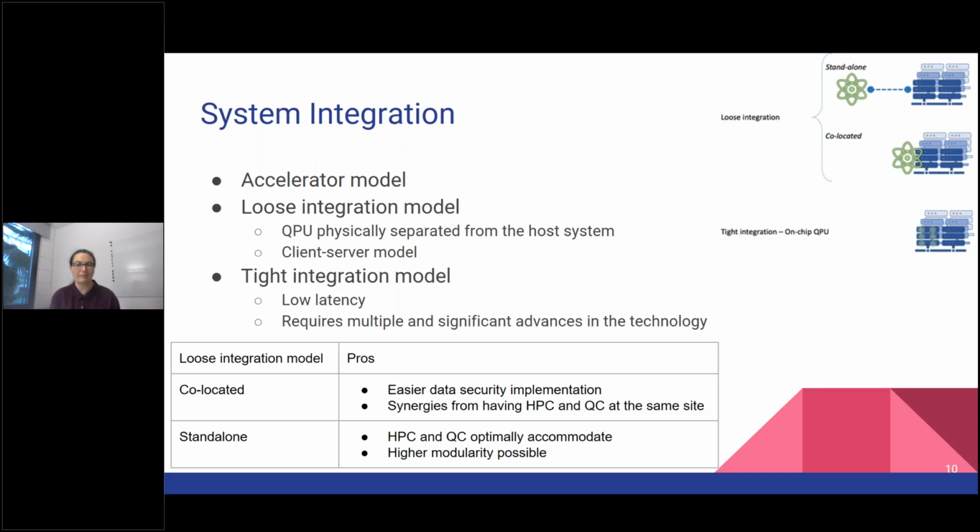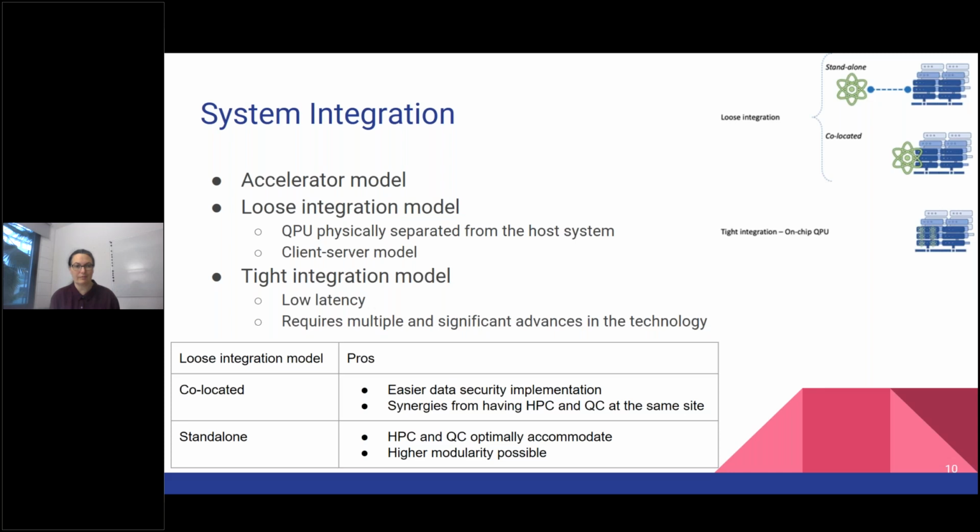The standalone model means that we have the quantum device and the classical device located physically in two different locations. The co-located means that we have the quantum device and the classical device within the same facility. Each model has pros and cons.